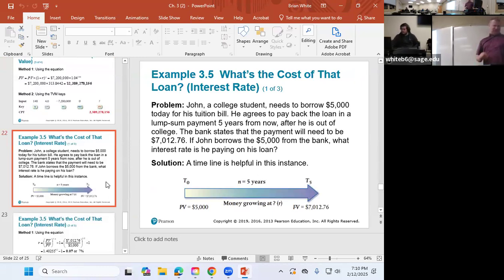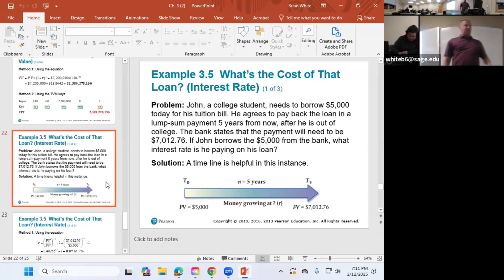We'll do this one, and I think after this I'm gonna stop for a break. What's the cost of a loan? John, a college student, needs to borrow $5,000 tonight for his tuition bill. He agrees to pay back the loan in a lump sum 5 years from now, after he's out of college. The bank states that the payment will need to be $7,012.76. If John borrows $5,000 from the bank today, what interest rate is he paying? We haven't solved for an I yet. We are solving for an I.